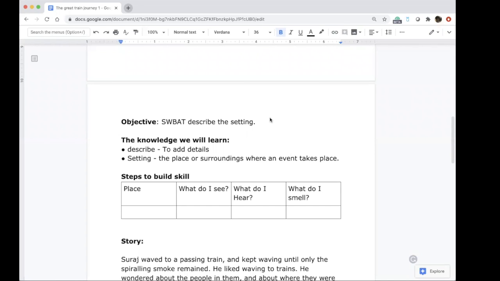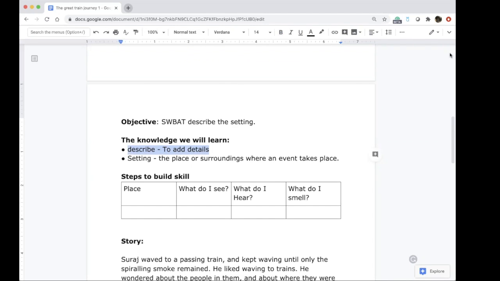Okay, guys. So the objective of today's lesson is students will be able to describe the setting. What is the meaning of the objective for today? Describe. Describe means to add details to something. If you are describing something, that means you are telling a lot of details about that object.